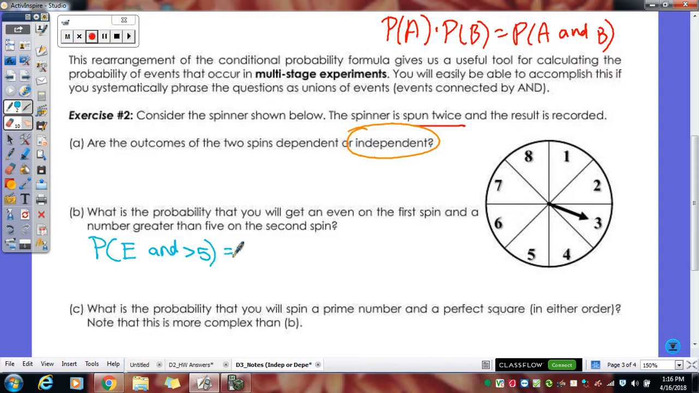So to do that, it would be the probability of getting an even times the probability of getting a number greater than 5, because and means to multiply our probabilities. What's our probability of even? 4 out of 8. And our probability of a number greater than 5? 3 out of 8. So multiply your tops, multiply your bottoms. We get 12 out of 64, which, what does that reduce to?